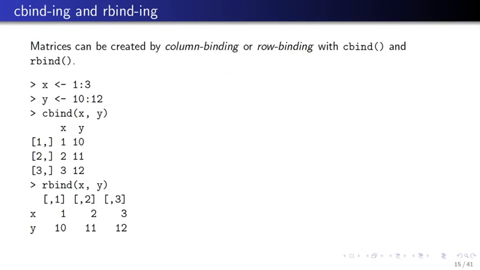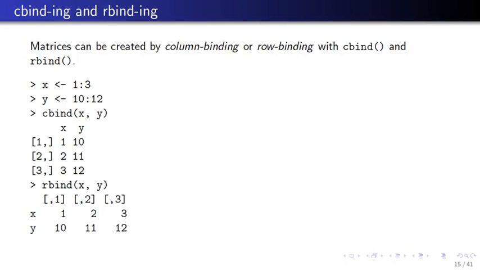Another common way to create a matrix is by binding columns or binding rows. Column binding and row binding can be achieved by the functions cbind and rbind. For example, suppose I have the 2 objects, x, which is a sequence from 1 to 3, and y, which is a sequence from 10 to 12. If I cbind those 2 objects, I'll get a matrix where the first column is 1 to 3, and the second column is 10 to 12. So this is kind of what you might expect would happen.